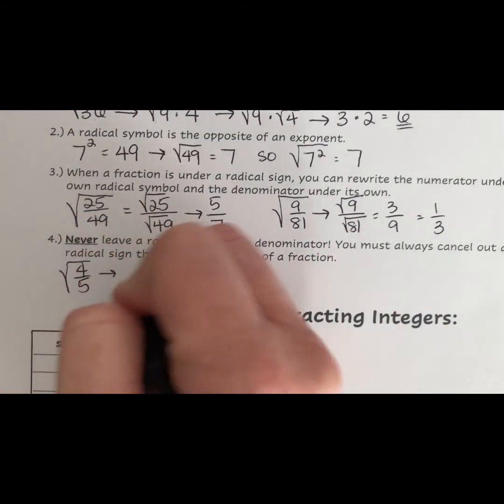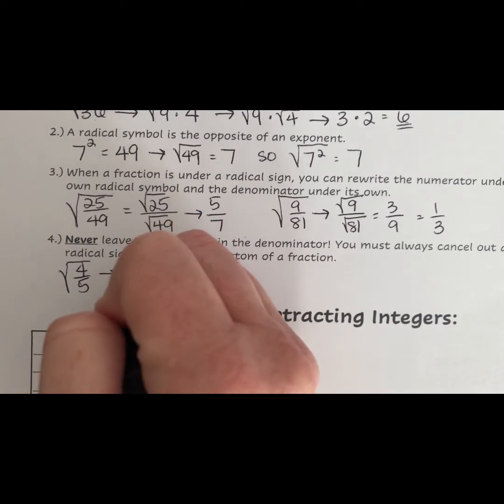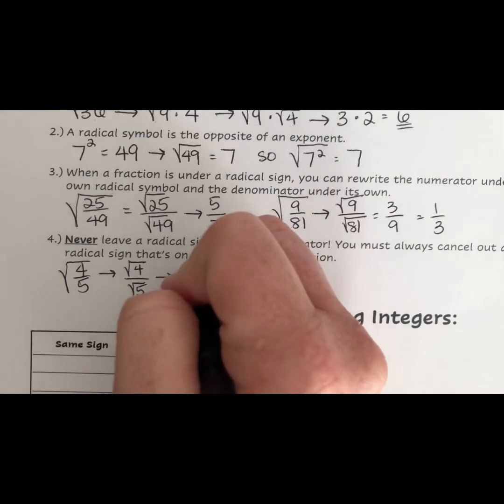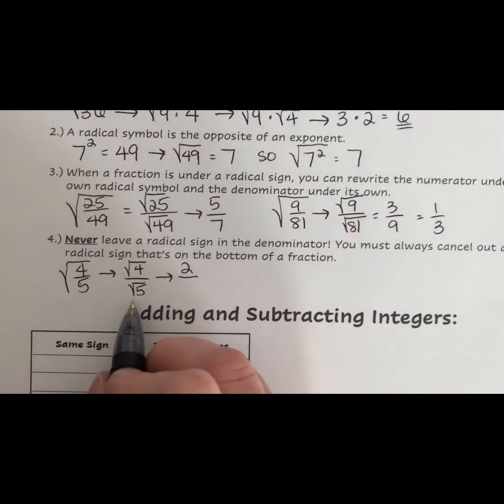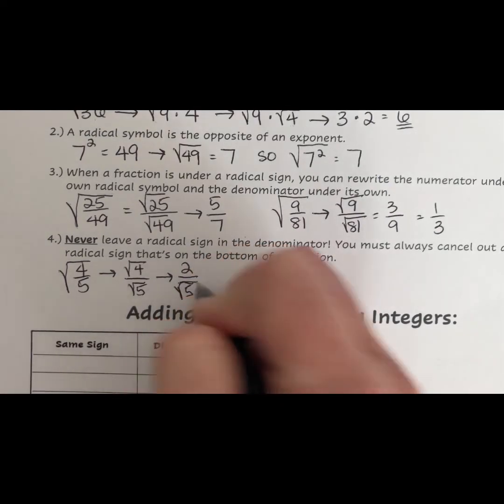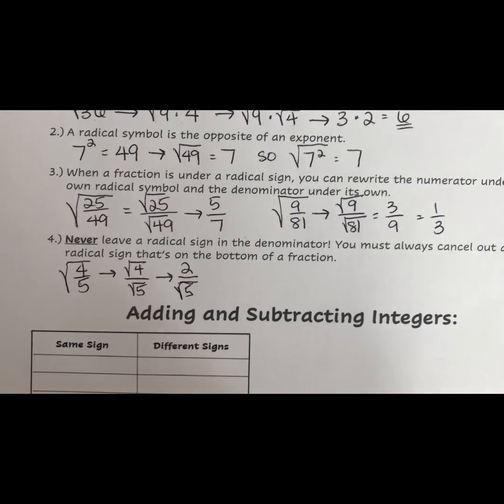I can separate that, square root of 4 over square root of 5, and I can simplify it. Square root of 4 is 2, right? But I can't find the square root of 5. I mean, I could. It'd be a nasty decimal. I don't want to estimate it around the decimal. I want to keep it that exact number. So I have to just keep it under the radical, right? So I'm done. No, I'm not. You cannot leave a radical symbol here.